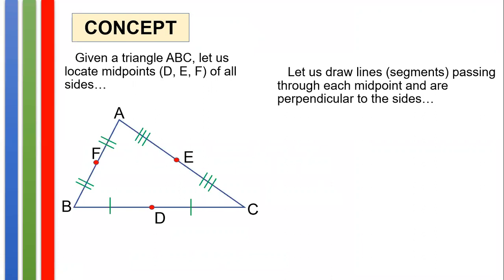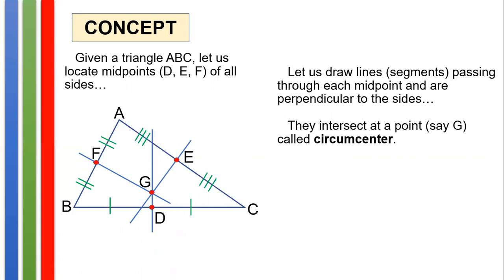Let us draw segments that pass through these midpoints and are perpendicular to the sides. So it would look like this. If you could see, it appears that the three segments intersect at a point. Let's call this point G. It is in fact a theorem that the three perpendicular bisectors of any triangle intersect at a point, and this point of intersection is what we call the circumcenter. So here, it's exemplified by point G.